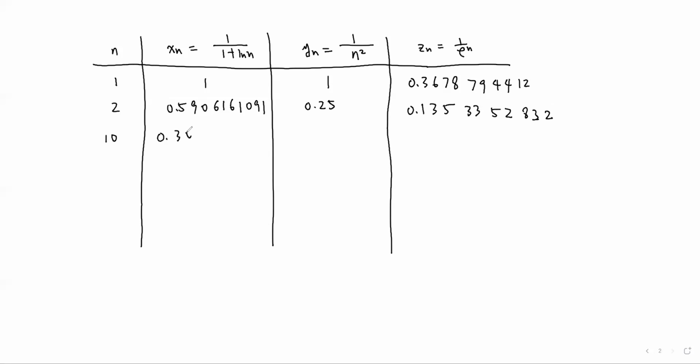Xn is 0.3027. YN is 0.01. CN is 4.5399 times 10 to the -5. So Cn converges to 0 very fast.